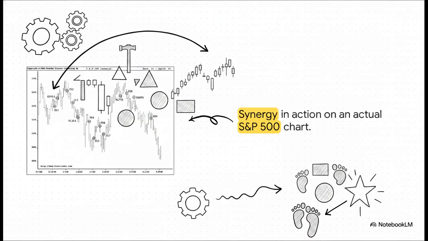Here is that synergy at work on an actual S&P 500 chart. Look at those precise entry and exit circles. Those are not generated by a single lucky guess. They happen when a 61.8% Fibonacci retracement aligns perfectly with a specific candlestick reversal signal, which forms exactly on the third point of a chart pattern. By waiting for all these footprints to overlap, you dramatically reduce your risk and multiply your probability of success.